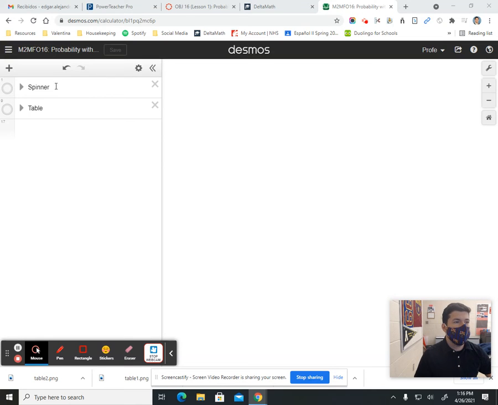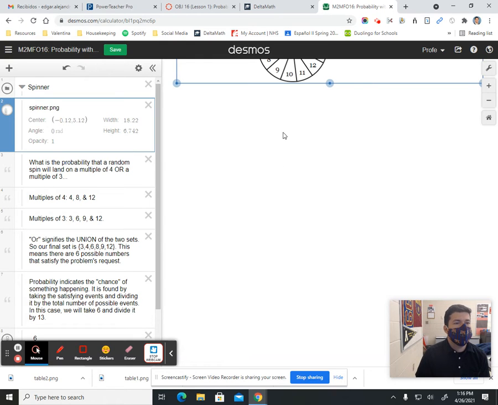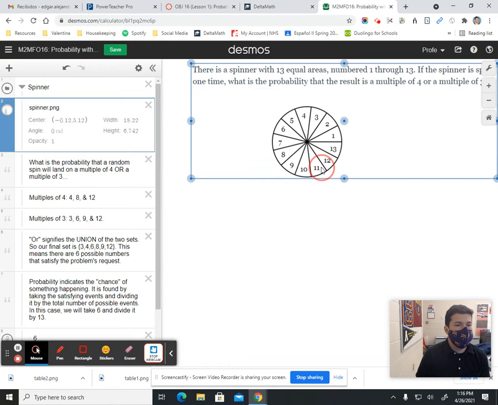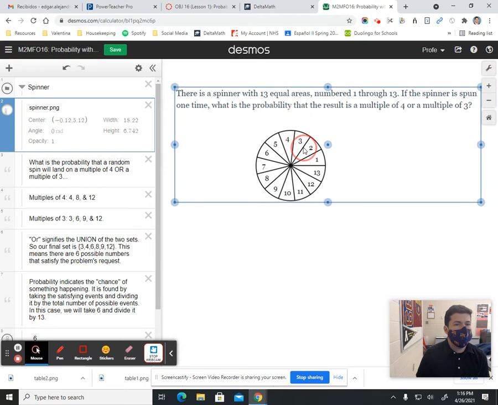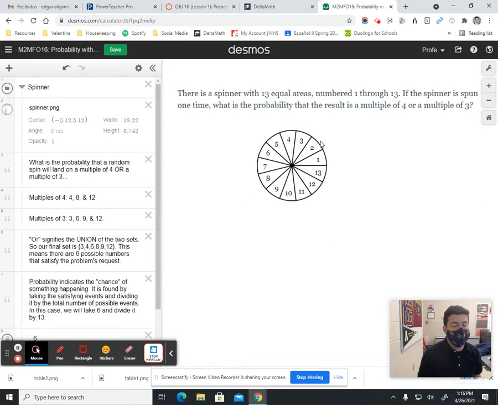Hey everybody, we're going to talk about basic probability with the word "and" and with the word "or". All right, so here's a spinner. What we're going to do is spin and land on a certain number, and the numbers are 1 through 13. Here's an or question. What's the probability that the result you land on is a multiple of 4 or a multiple of 3?